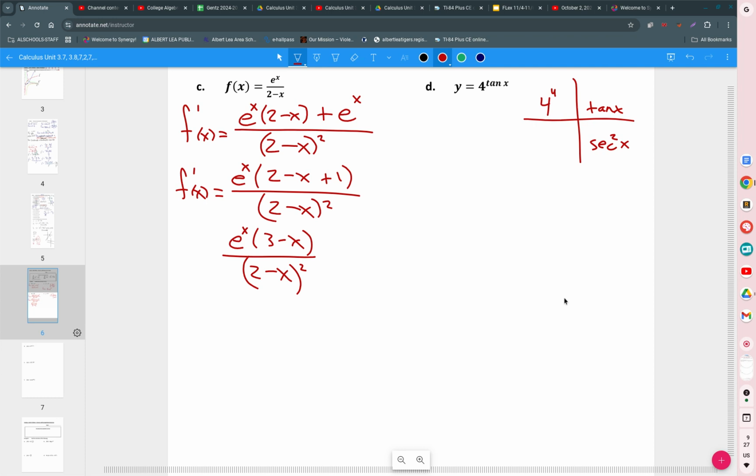Okay, the derivative of 4 to the u is like the derivative of e to the u. The only difference is that instead of just 4 to the u, you also have to attach the natural log of 4 to it.